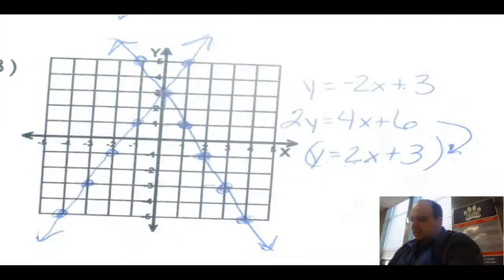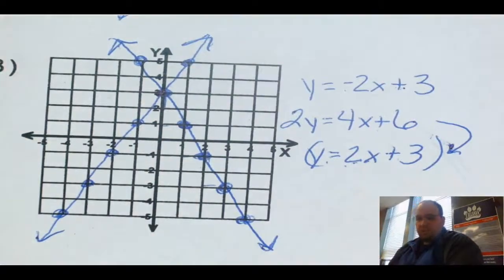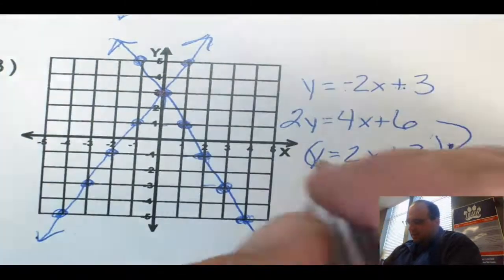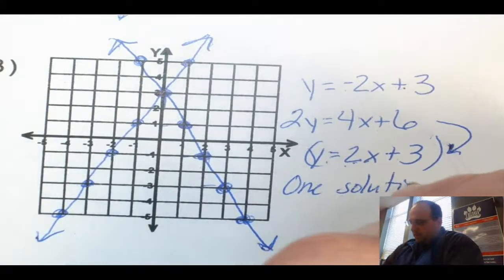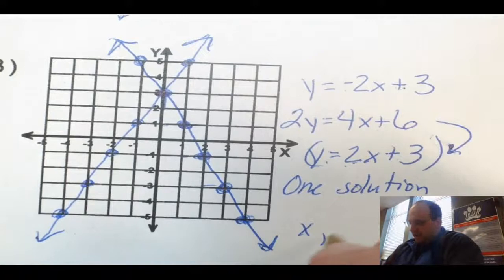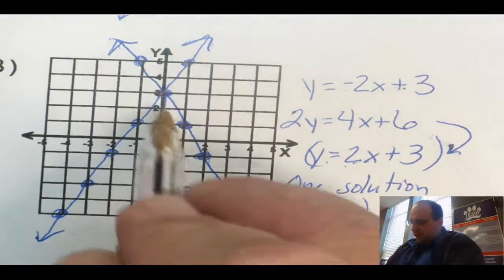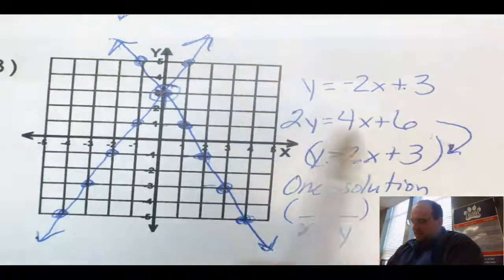I noticed that those lines do intersect, and they do intersect only once. So as a result, this is going to be one solution. And so now I need to identify the x and the y coordinate of that one solution. Okay? So I look at what is my x value.